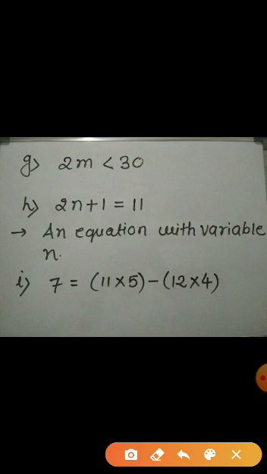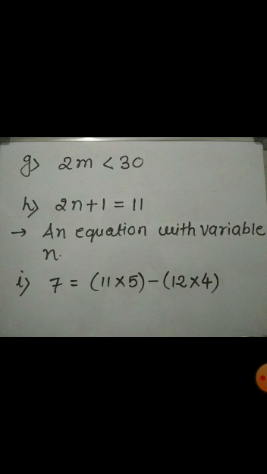The last we have 7 is equal to 11 into (5) minus 12 into (4). Here again only numbers are used, so it is called a numeric equation. So children, likewise you can identify the equations given in your textbook.